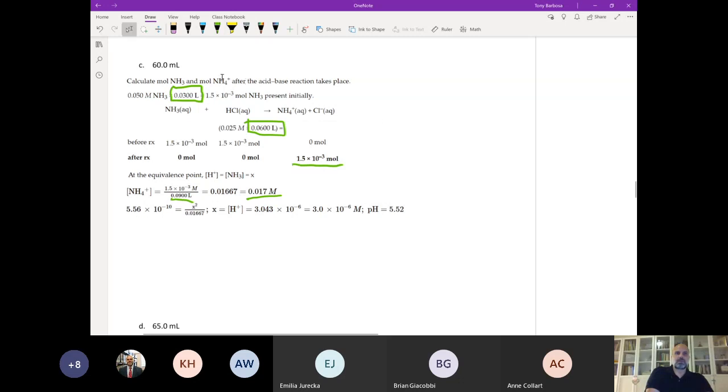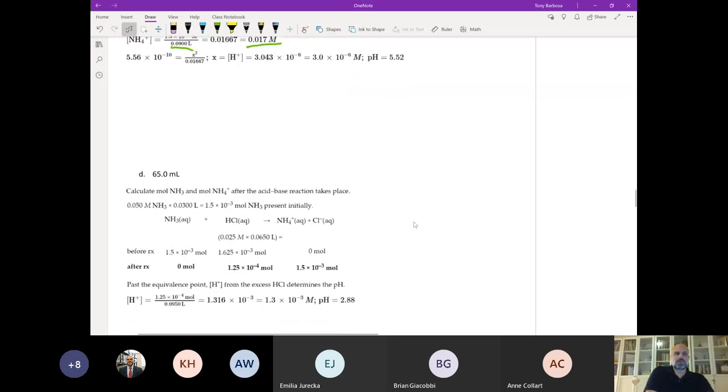So now we have a weak base, right? We have a weak base, the ammonia, and we're reacting it with an equivalent quantity of strong acid. So the strong acid is going to dominate now, and we're going to end up with a slightly acidic pH.